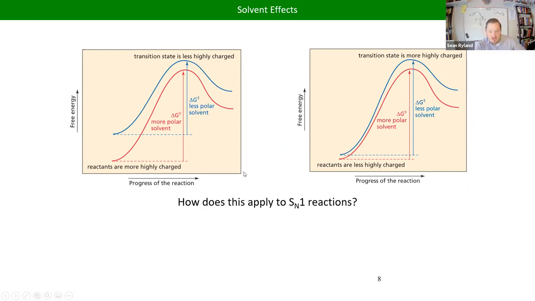For SN1 reactions, we're making a charged intermediate every single time. The rate determining step is making a charged intermediate, which means more polar solvents are pretty much always going to favor SN1, right? This is just the graphical way of showing what we were just talking about. If it's SN1, this gets even lower because you're making a charged intermediate, which will then react with a nucleophile.